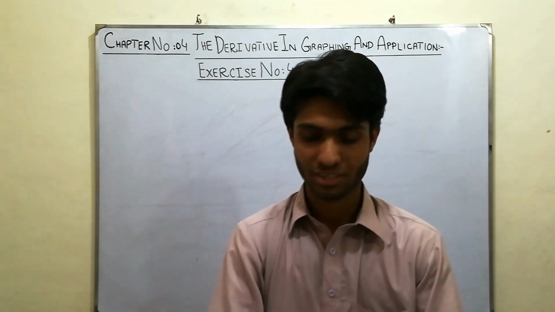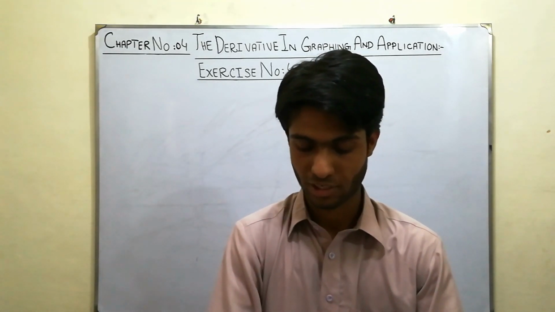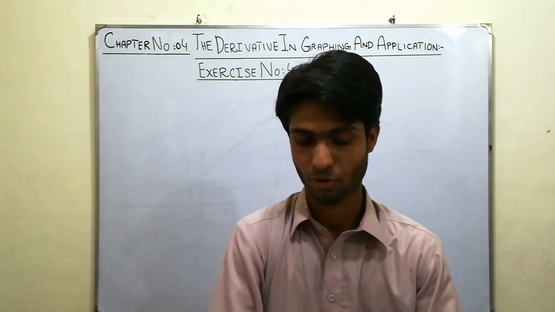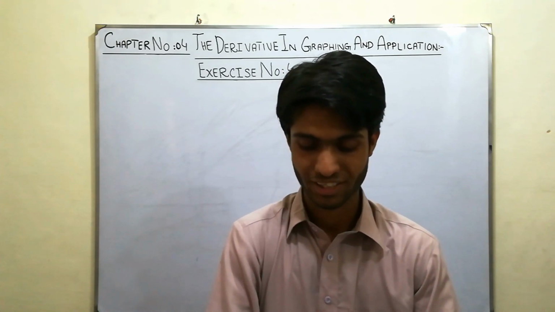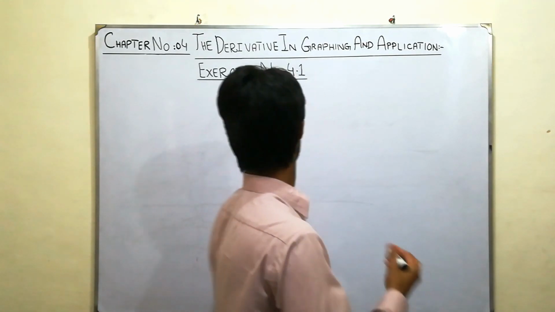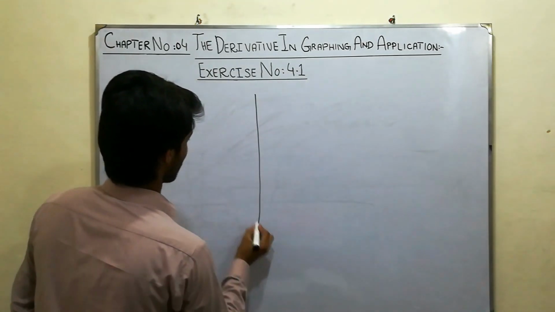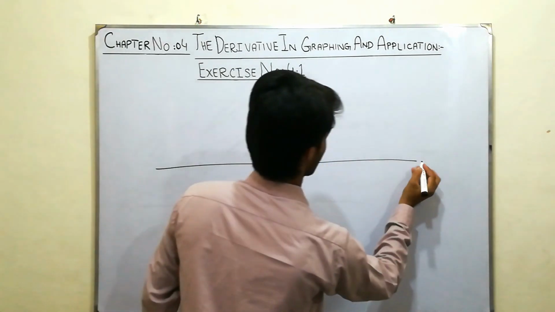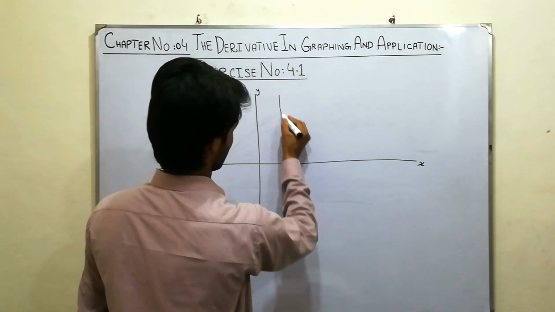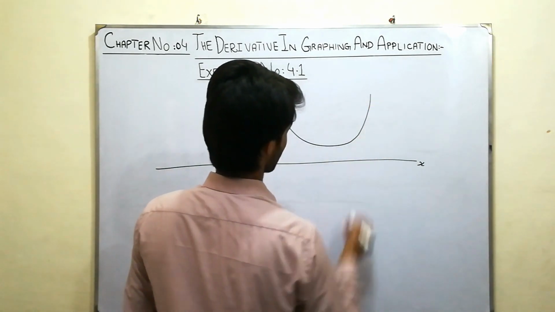The next topic is concavity, and there are two types of concavity, concave up and concave down. So what is concave up? A function is concave up on an open interval if its tangent lines have increasing slope. Let's suppose we have a graph of concave up, with x-axis and y-axis. This is the shape of concave up.